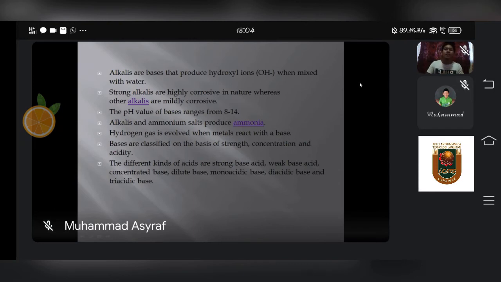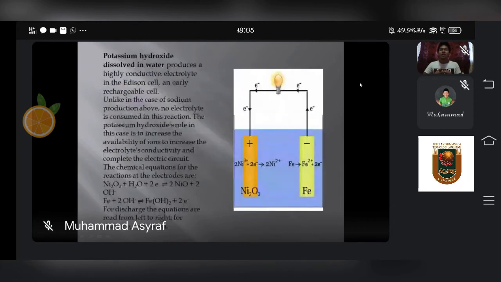Bases are classified on the basis of strength, concentration, and acidity. The different kinds of base are strong base, weak base, concentrated base, dilute base, monoacidic base, diacidic base, and the last one is triacidic base. So this is the potassium hydroxide dissolved in water.